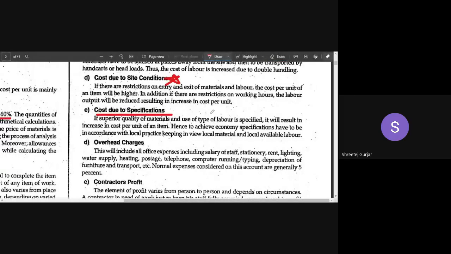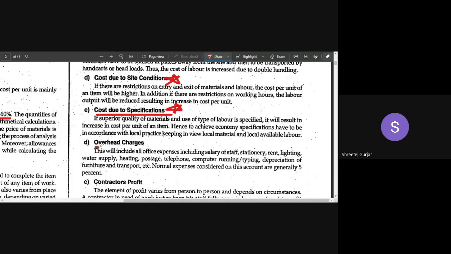So if they tell you to specifically use Ultratech and Tata Steel, then your cost will increase because those particular materials are a bit costly compared to others. But what your owner or your builder who has given you the tender has told you is to build using superior quality materials. So depending upon the specification also, your cost will vary.